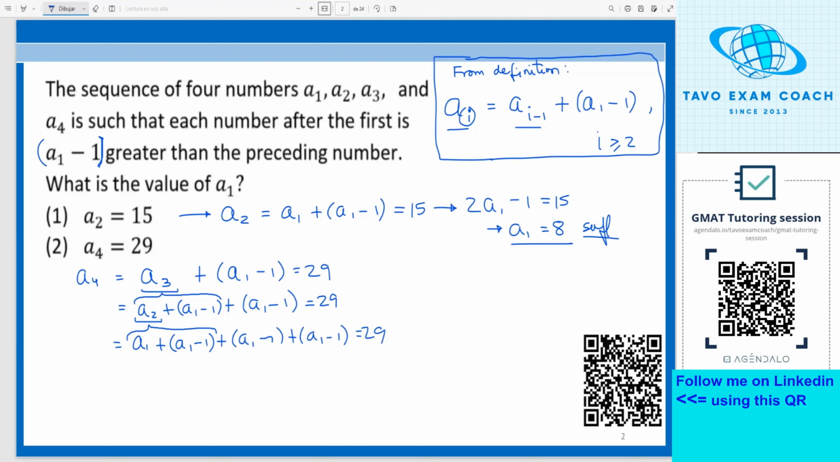equals 29. Now we see that what we have here is again a linear equation with a single variable, which would be A sub 1. We can solve it. It's 4 times A sub 1 minus 3 equals 29, and from this, A sub 1 equals 8 again. Statement 2 is sufficient, and the correct answer would be D.